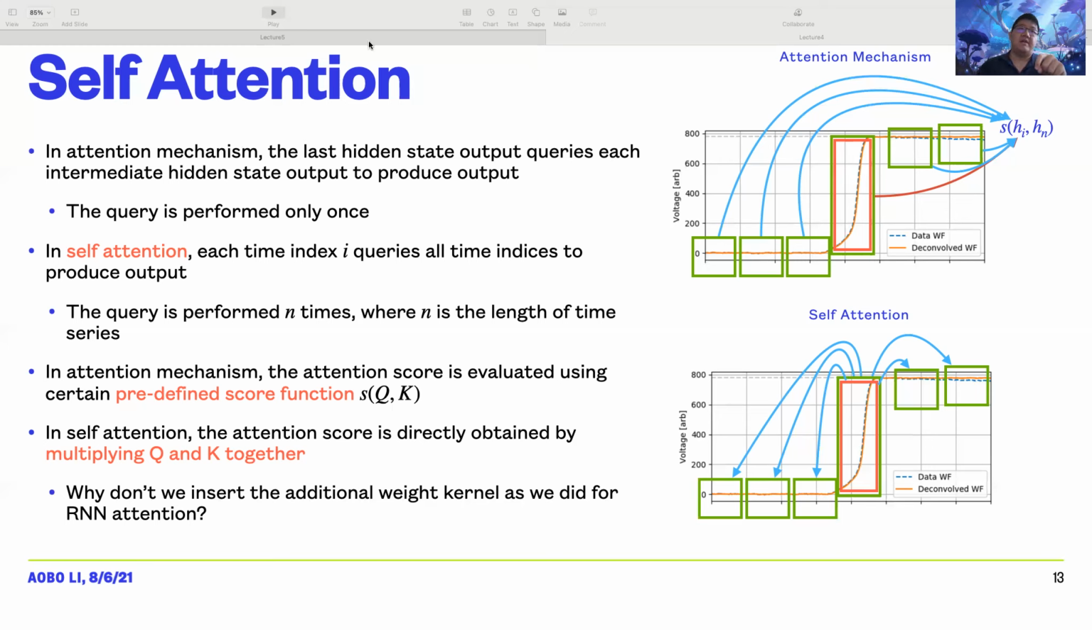Okay, so now I have a question for you. Why don't we insert an additional weight kernel as we did for the predefined attention score function, or why don't we use some fancier operation like a cosine or a Euclidean distance or something like that? Anyone want to try this?